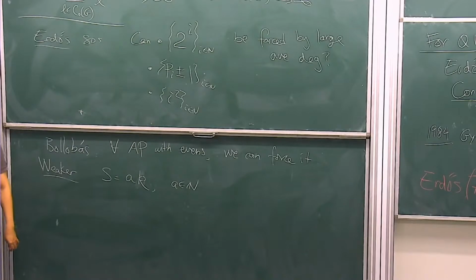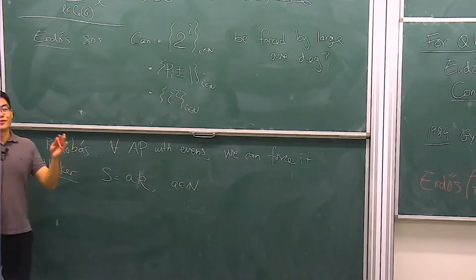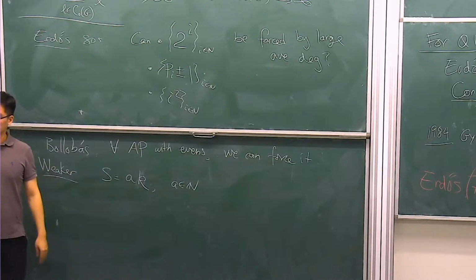So it has to contain some even number, infinitely many. Because the arithmetic progression could be 1, 3, 5, 7, right? But for this arithmetic progression, we cannot force any elements in there because I can take a complete bipartite graph with growing average degree. If you want to force some set, it's enough to prove for subsets, right? Whenever you have an arithmetic progression with evens, then you can take a subsequence.